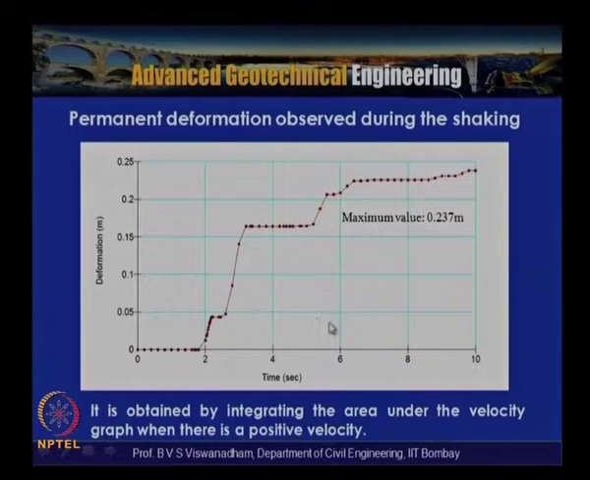So this was actually obtained by integrating the area under the velocity graph when there is a positive velocity. So within the positive velocity zone, whatever area is there, over a period of time that has been integrated to get the deformation plot. So the permanent deformation observed during the shaking is found to be about this value.